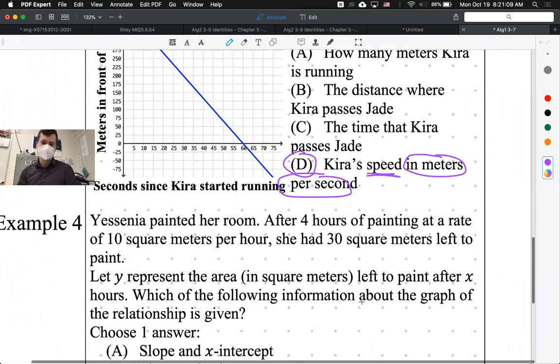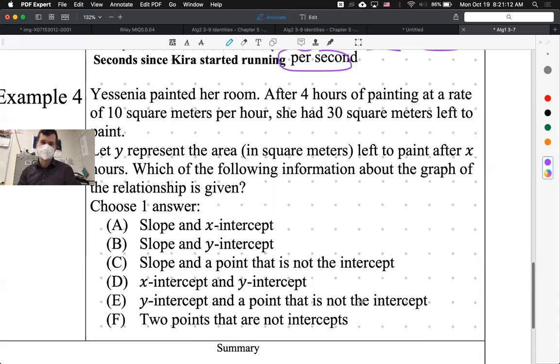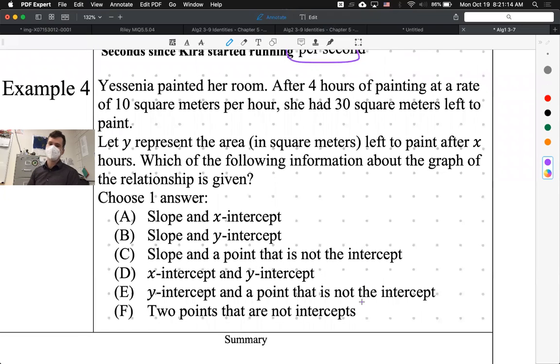All right, and then this one is a second type of example. It's kind of the same thing in a different wrapper. Yesenia, do you want to read your own problem? Yesenia painted the room. After 4 hours of painting at a rate of 10 square meters per hour, she had 30 square meters left to paint. Let Y represent the area in square meters left to paint after X hours. Which of the following information about the graph of the relationship is given?